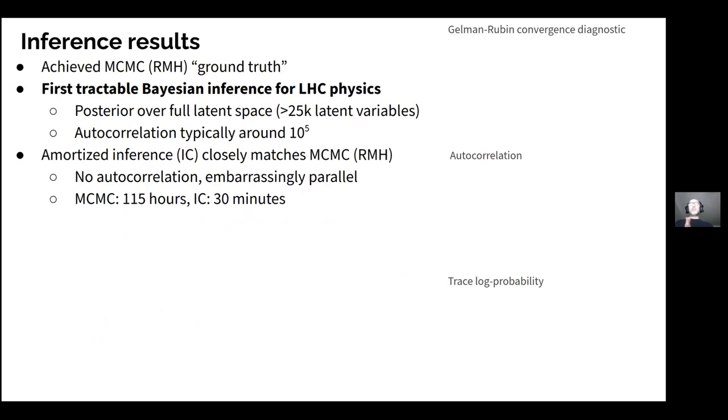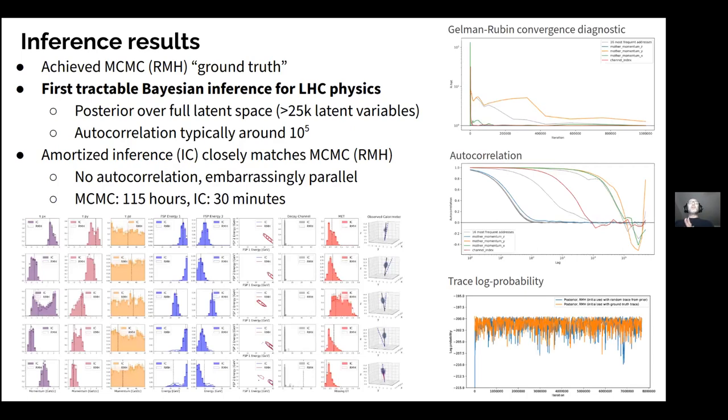Yeah, let's talk a bit about the inference results. I think I'm running slightly out of time. So when we do this work, we need to show several things. One of them is, does this amortized inference idea work? The other thing is, does your system work?